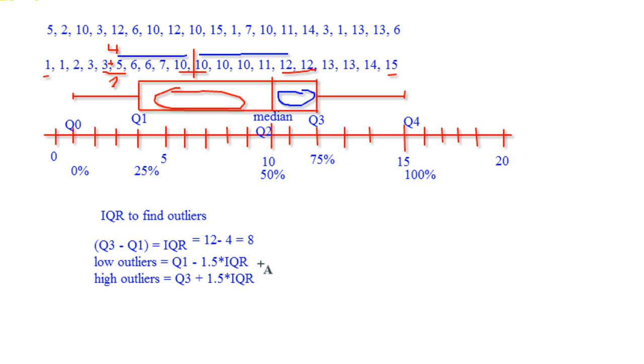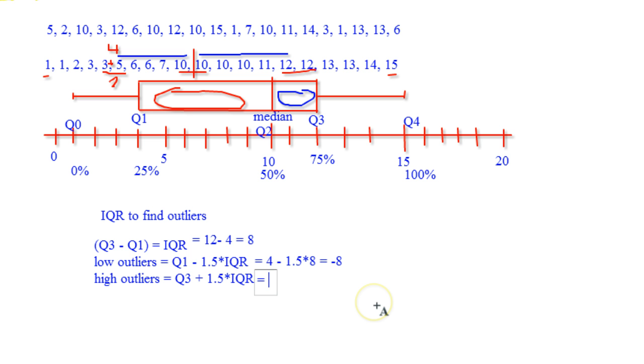Okay? All right. So now, to find low outliers, what you do is you take the first quartile, which is 4, then you minus 1.5 times 8. Okay, and that should be 4 minus 1.5 times 8. So that's the lower range. So if we get numbers lower than negative 8, then we're dealing with a low outlier, which is not the case. We don't even go below 1, so there's no low outliers.